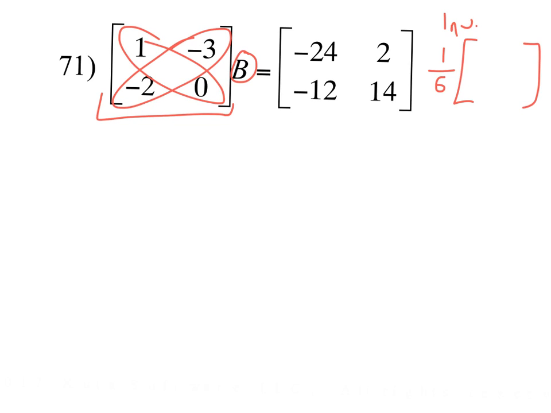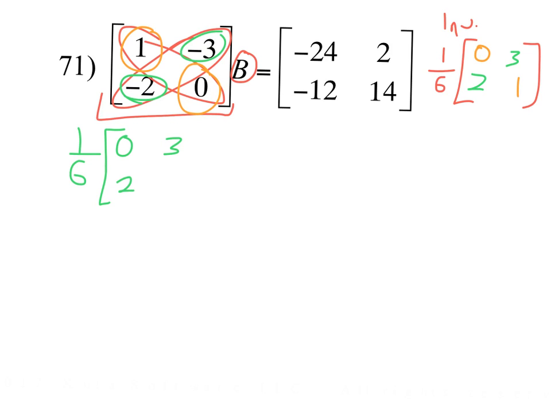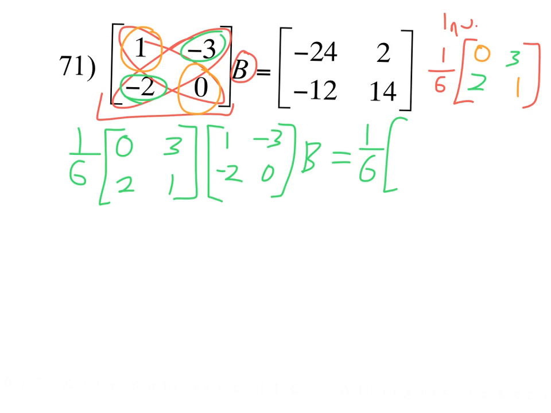And then for the matrix, we're going to flip our A and D, 0, 1, and make our other guys negative. So it's going to become 2 and 3. Rewriting, so you get 1/6, 0, 3, 2, 1, 1, negative 3, negative 2, 0. B is equal to, I have to do this on the left side, 1/6, 0, 3, 2, 1.